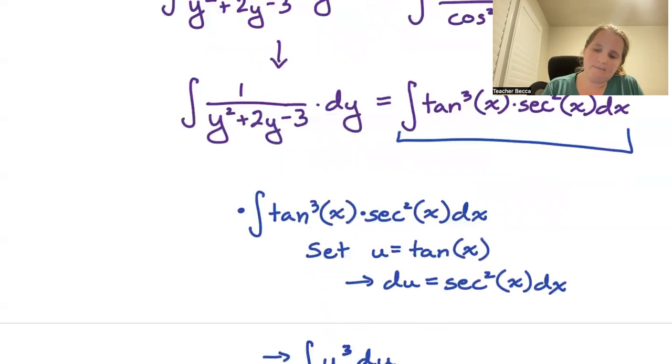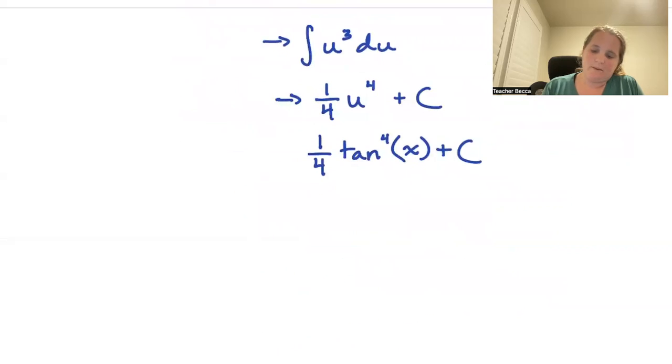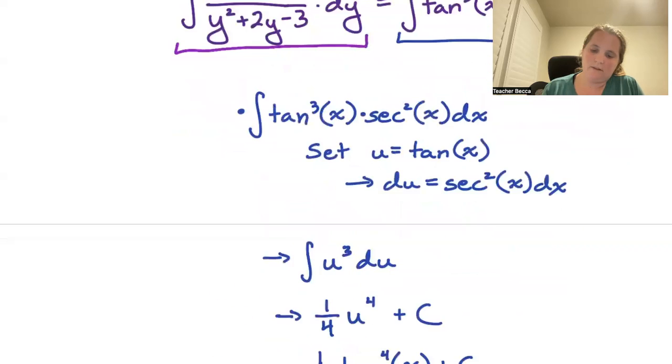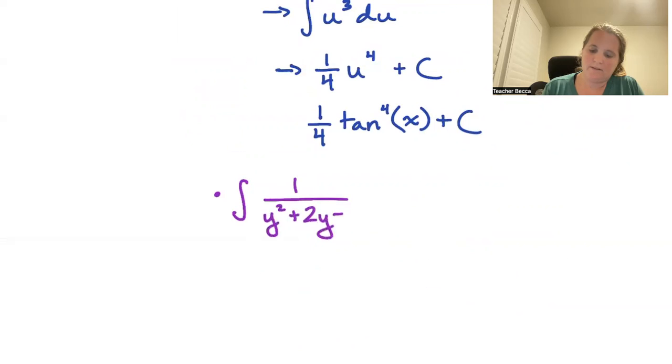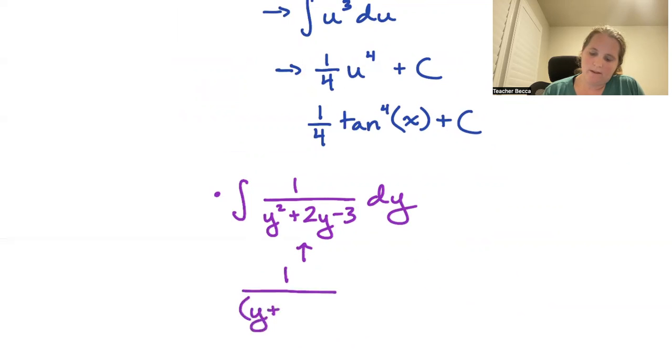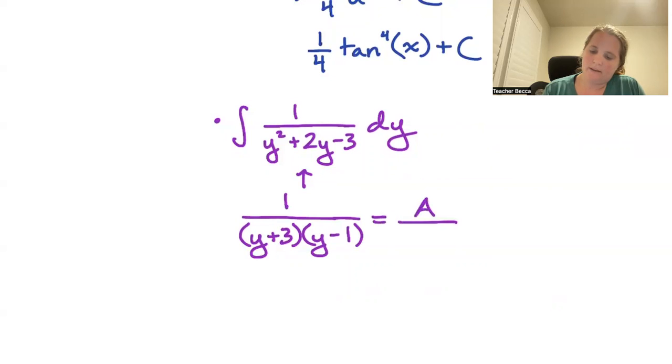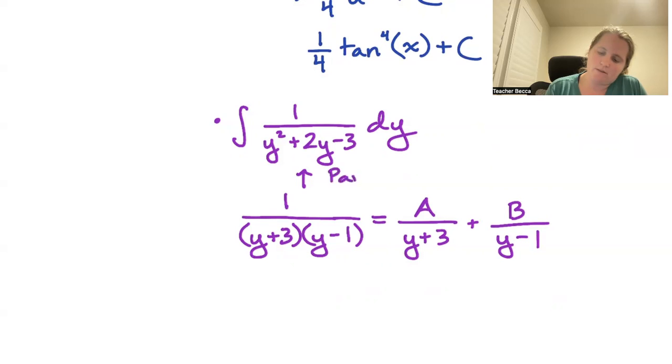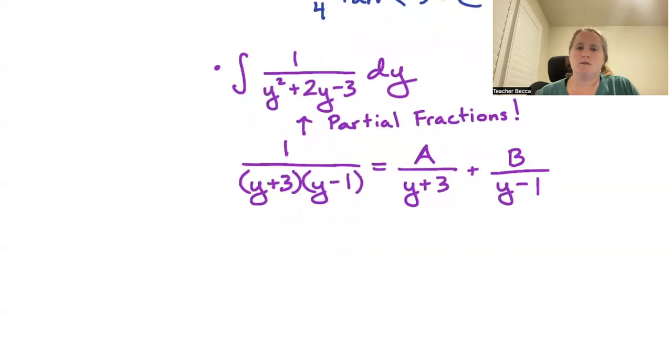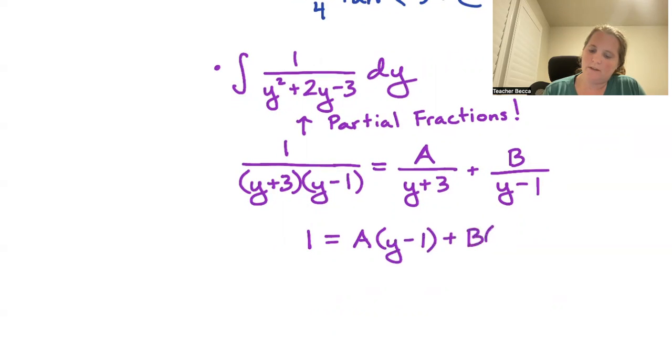For our left-hand side, we're looking at the integral of 1 over y squared plus 2y minus 3, all in the denominator, dy. This lends itself to partial fractions. This is 1 over y plus 3 times y minus 1, which we will rewrite as A over y plus 3 plus B over y minus 1. So again, here we're doing partial fractions. So we have that 1 is therefore equal to A times y minus 1 plus B times y plus 3.